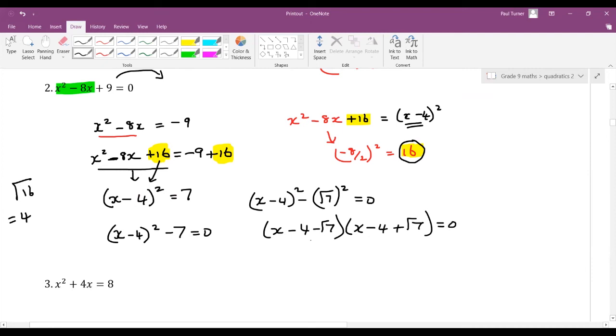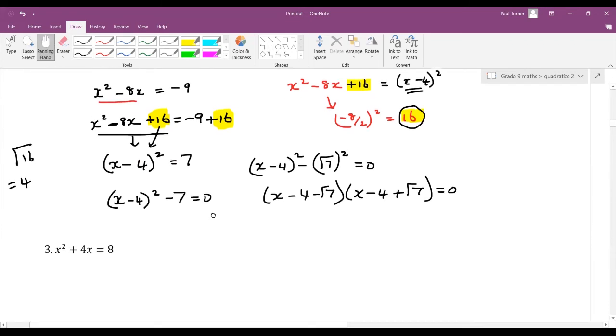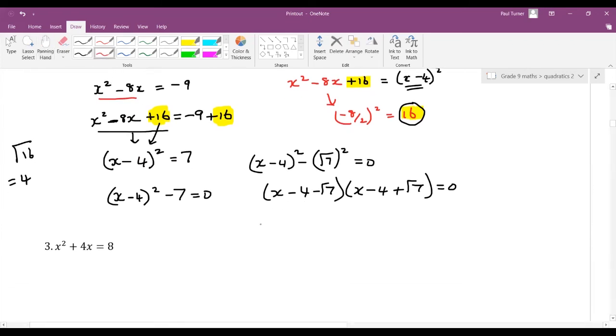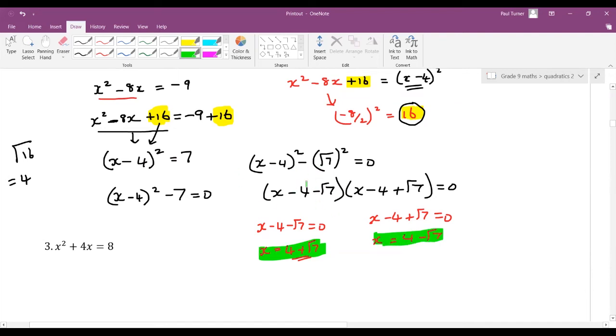This is actually a lot longer than the quick way. I'll show you the quick way in a minute. So then we'll end up with x minus 4 minus root 7 equals 0. So x will be 4 plus root 7. That's your first answer. And this one would be x minus 4 plus root 7 equals 0. So then find x. x equals 4 minus root 7. So those are your two answers. But I think this is a bit of a long way to do this problem. So once you get to this step here, I'll show you another way to do it.